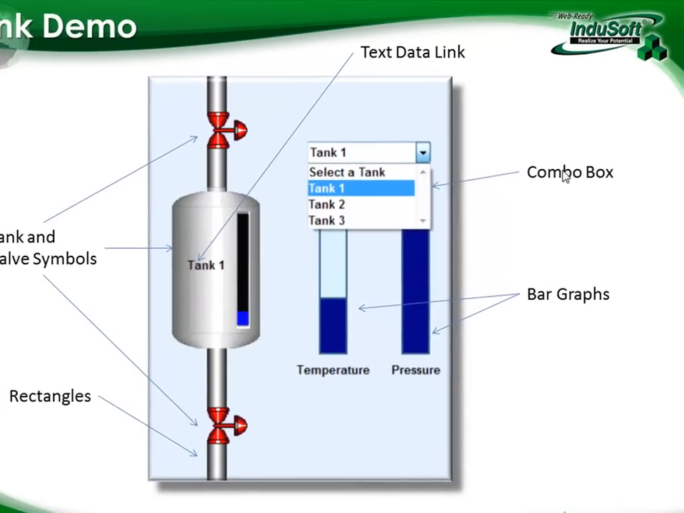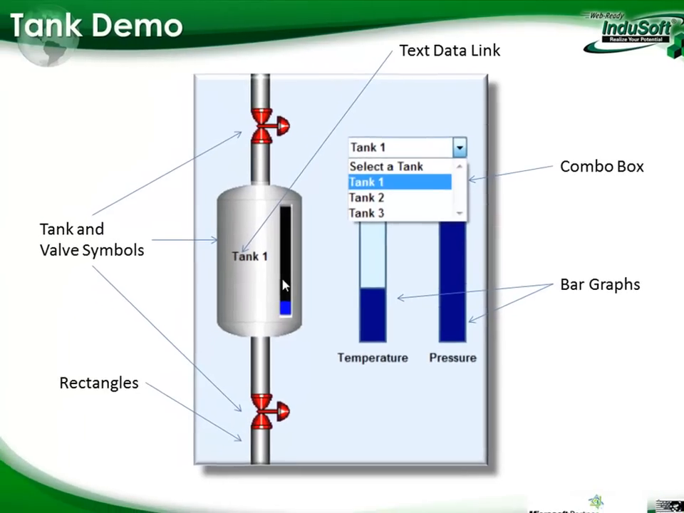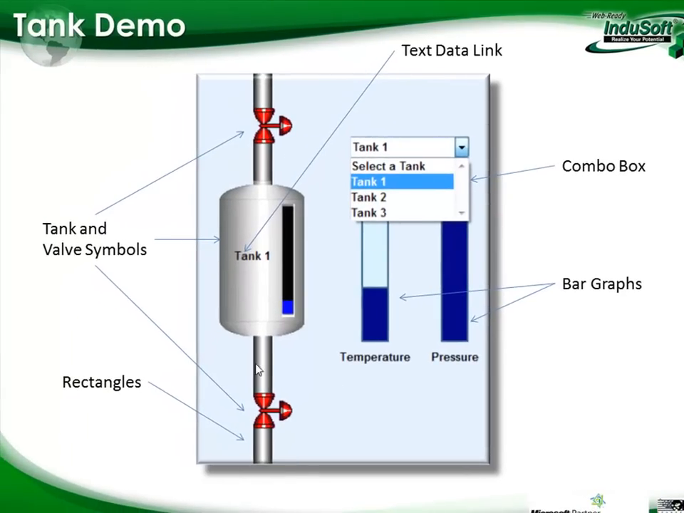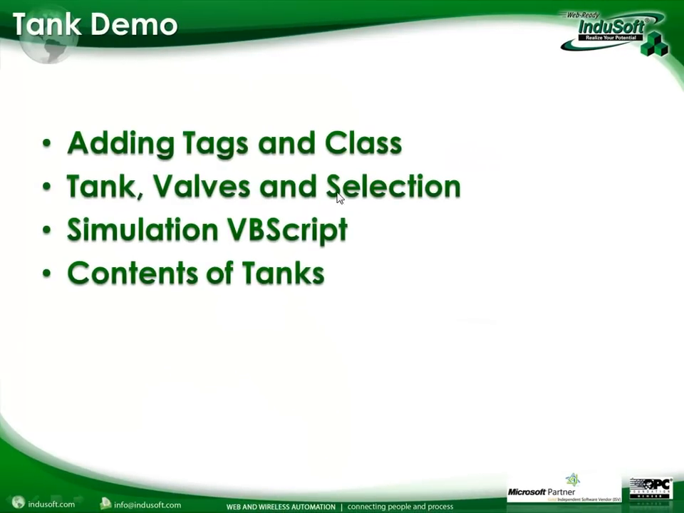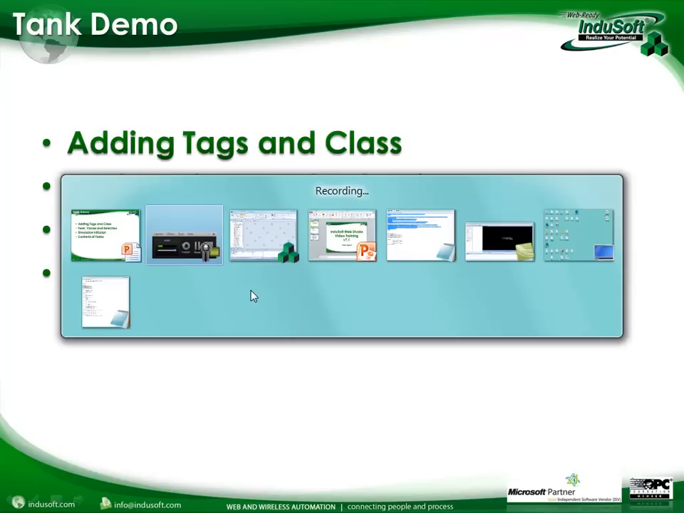We'll have some bar graphs, a combo box, and a text data link that'll show which tank we're connected to. But all this is going to be built around class tags, so that it will make it a little bit easier to do and manage. So let's go back up here. We're going to add the tanks, the valves, and the selection. We'll add simulation, and then we'll add the contents of the tanks, to make that flexible and changeable. So let's go ahead and get started.